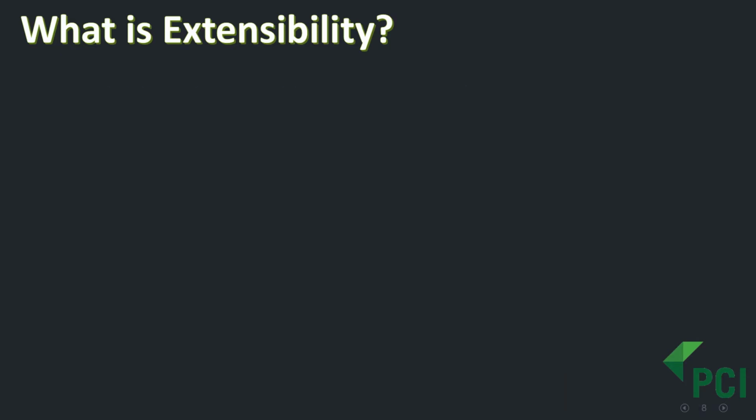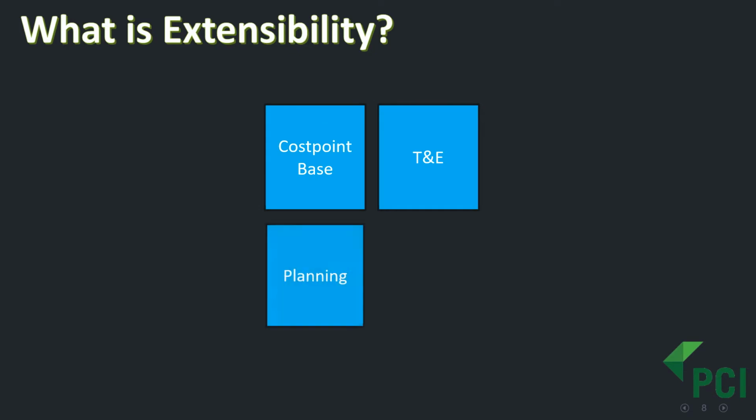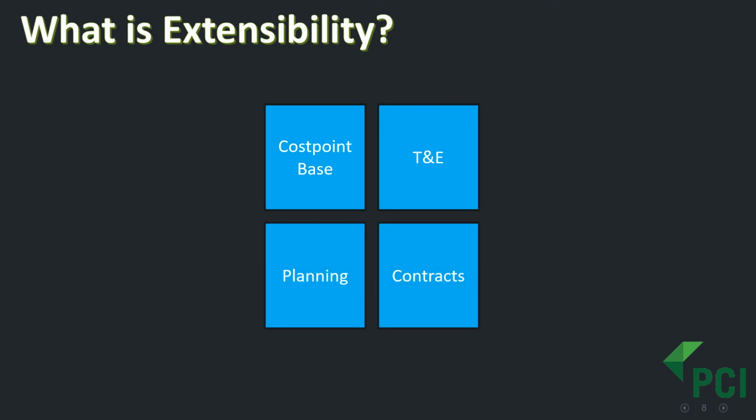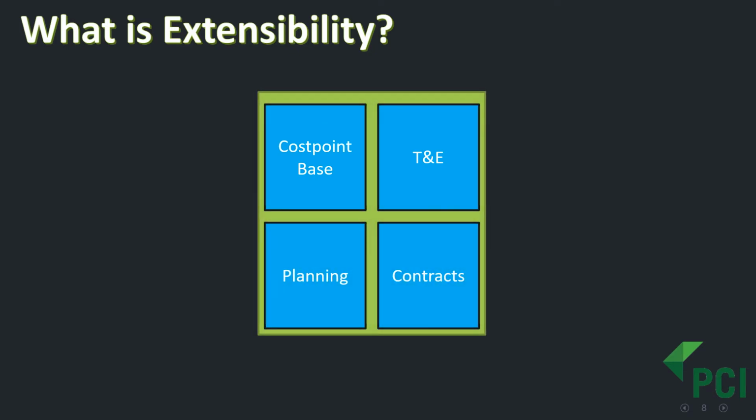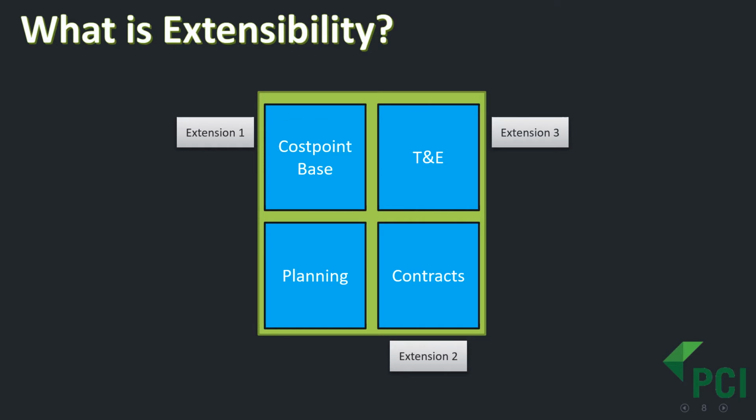I want you to think of Costpoint as a series of rooms just like a house. We are not going to touch the internal structure. That would make it unstable. The only time the internal structure gets changed is when Deltek does patches, hotfixes, or upgrades. We are instead going to add extensions to those rooms. That is what an extensibility is. We're adding functionality through an extensibility.